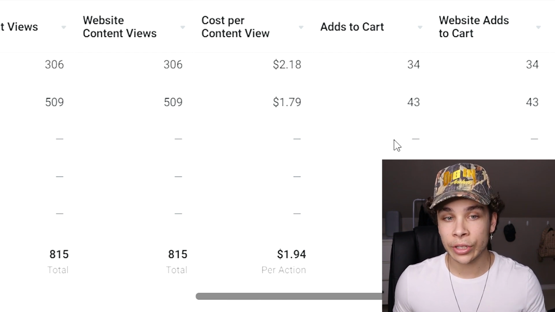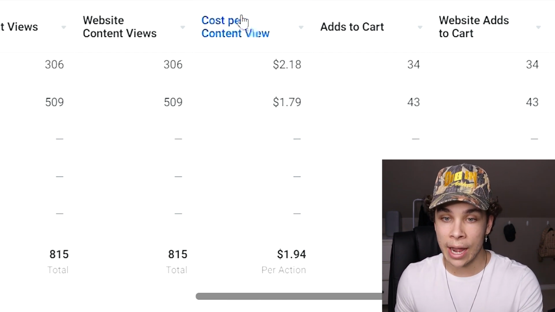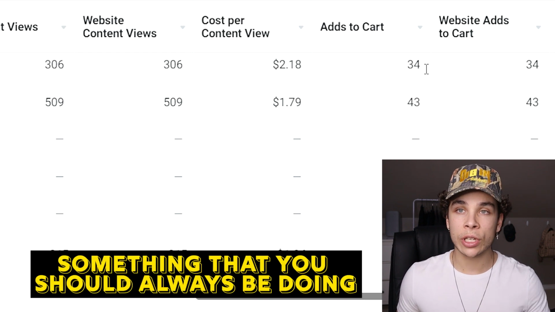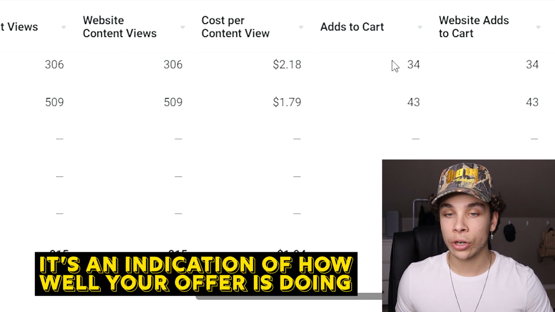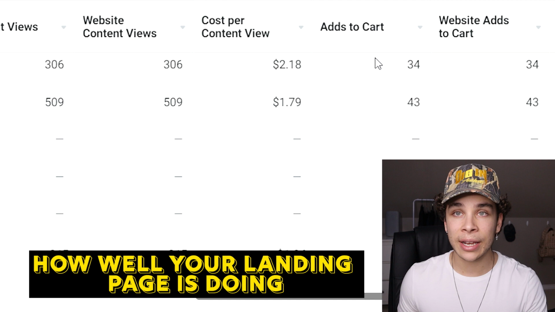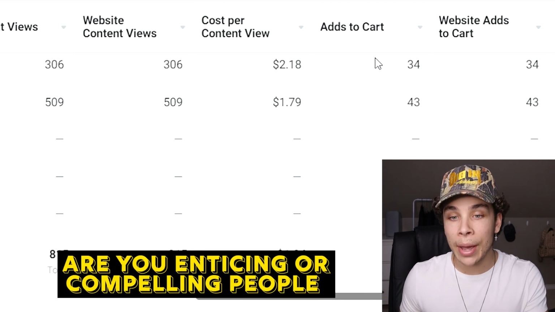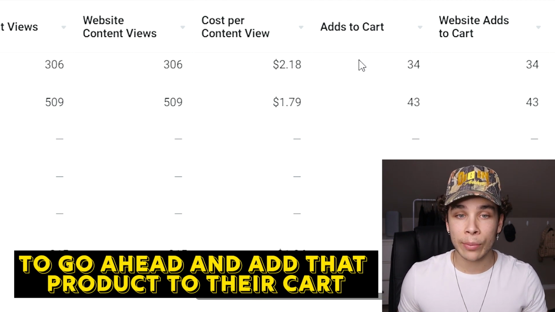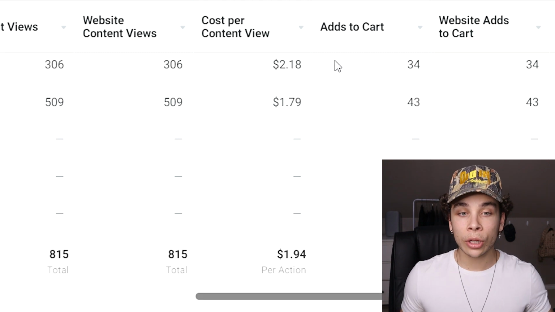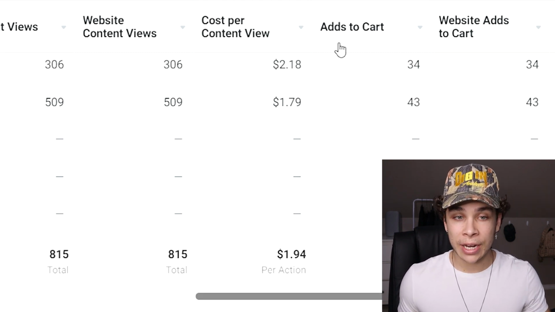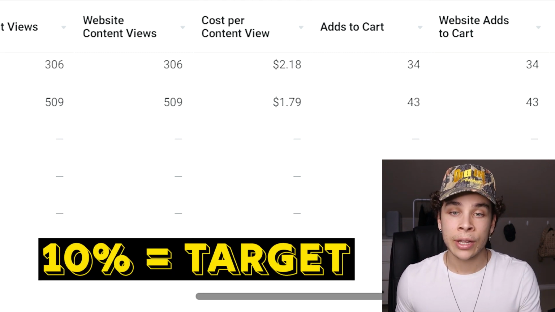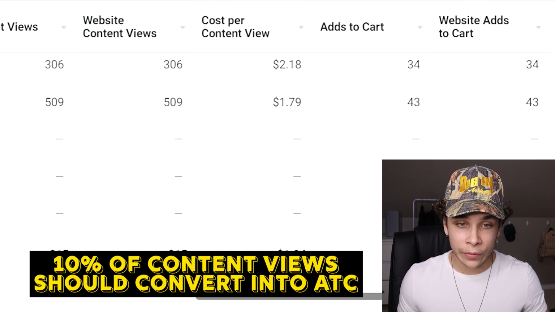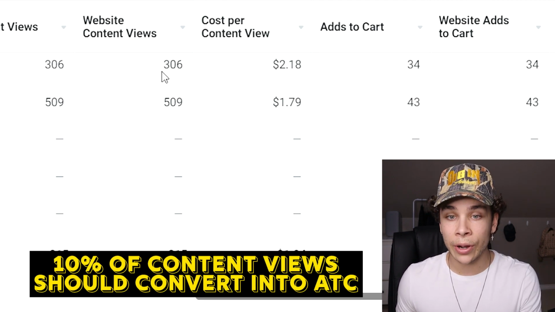But where things get interesting is when I compare the content views to the add to carts, and that's something that you should always be doing. It gives you an indication of how well your offer is doing and how well your landing page is doing. Are you enticing? Are you compelling people to add that product to their cart? So what I'm looking for here is 10%. That's the target. 10% of my content views should convert into add to carts.